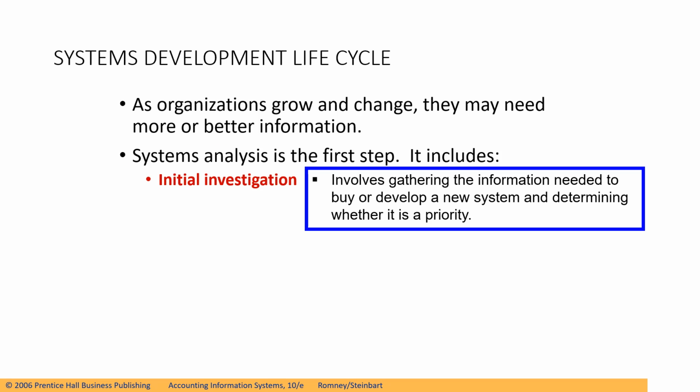We know that as organizations grow and change, they need better or more information. So in analyzing the system, you need an initial investigation, meaning you need to gather the information needed, whether you want to buy or develop a system, or determine whether it is a priority or not. You need to categorize because developing or buying a system is very costly. So you need to prioritize whether you have the budget or not. It depends upon the information that you have gathered.